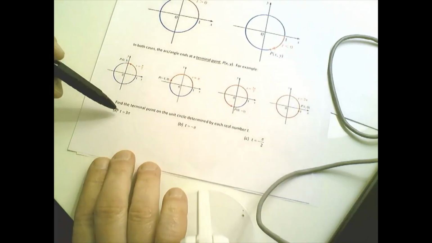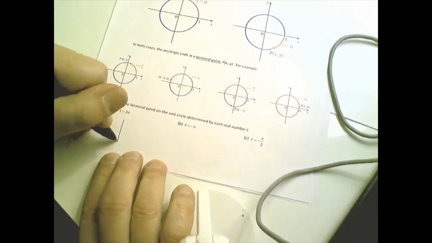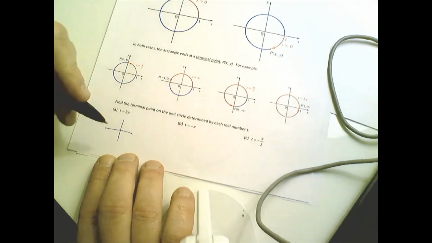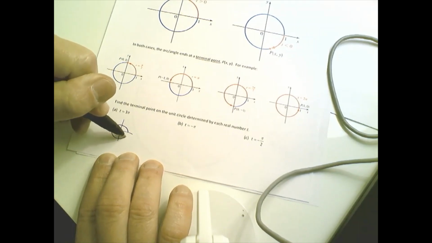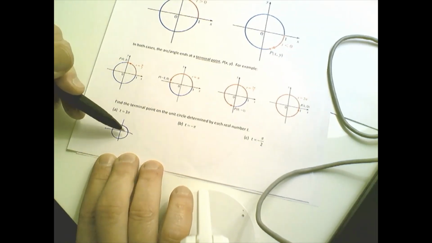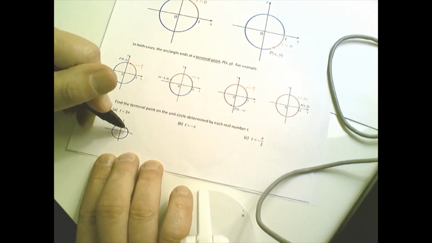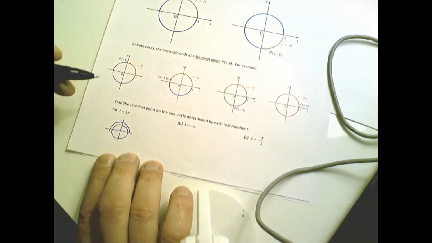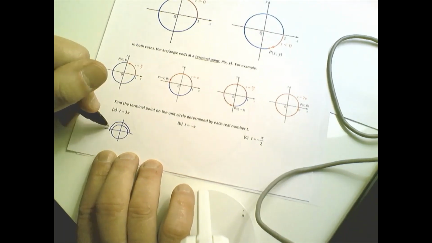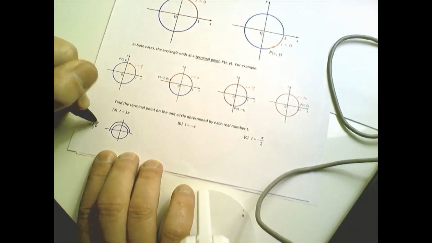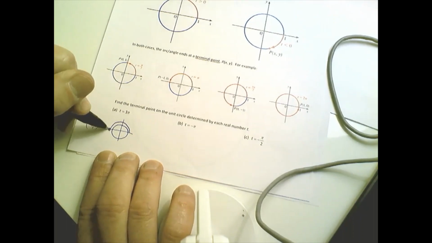Find the terminal point, some extra problems, determined by each real number t. If t is equal to 3 pi radians, what would I do? I'd go around my unit circle one full time, and then I need to go half a revolution. I'm going to coil this out a little bit so you can see it. That's a 3 pi radian trip. Where did I wind up? My terminal point is negative 1, 0.